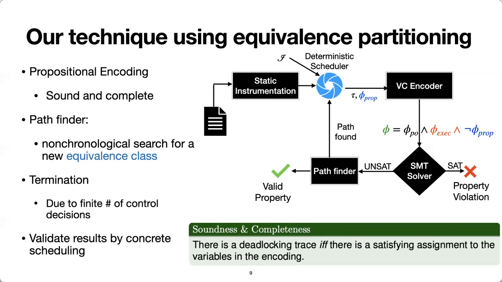And for me, an equivalence class is the set of all those schedules which exercise the same control decisions. This loop will iterate until there are no more paths to be found, in which case we have model checked all the behaviors that could manifest on a given input I for this program P. And if it has terminated without any property violation, then the property is verified under this very input. The termination is guaranteed because you have a finite number of control decisions. We additionally show our encoding to be sound and complete. That means there is a deadlocking trace if and only if there is a satisfying assignment to this formula phi.